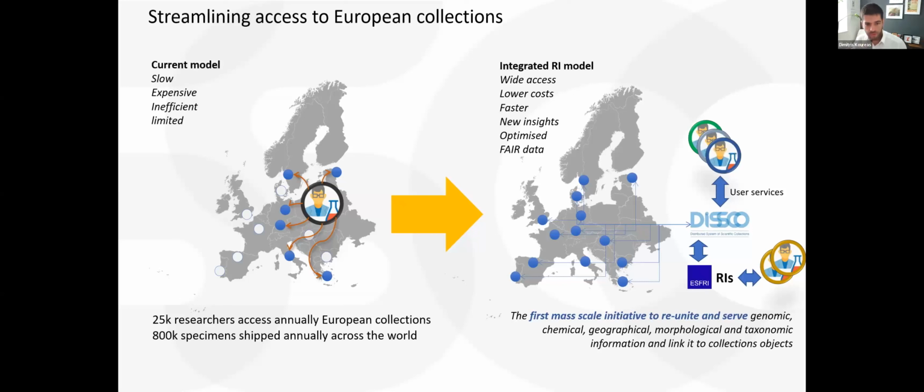So what we're trying to do is move from the current slow model into an integrated model where we provide wide access and lower the cost of accessing all of this information. And the only mechanism to do this is by trying to replicate the research capabilities that the physical object is giving into the virtual world, into the cyberspace. That means we have to unite all of that information that scientists have been extracting out of each individual object back into the digital surrogate of the object. And that includes its genomic, chemical, geographical, morphological, and all the rest of the information.